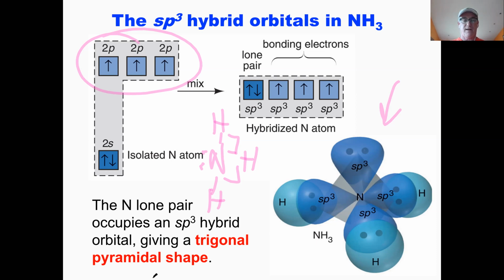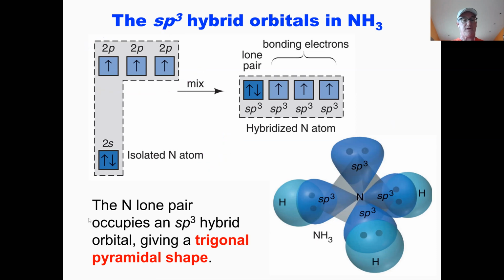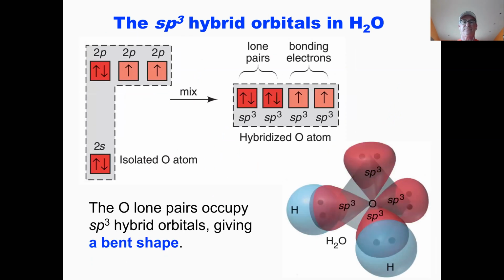Okay. So let's add one more electron. Let's go nitrogen 7, let's go to 8. Let's go to oxygen. So oxygen has 6 valence electrons. So here's our 6 valence electrons. We've got 2 in S and we've got 4 in P.